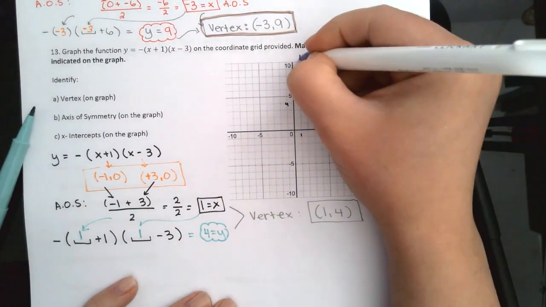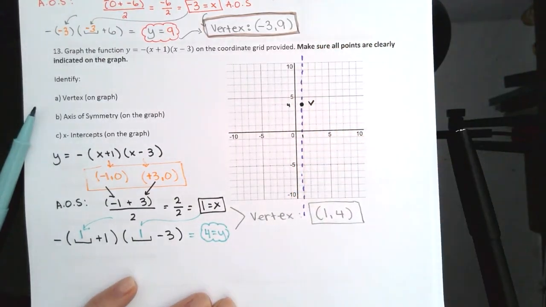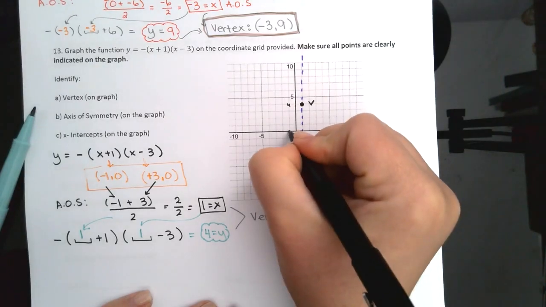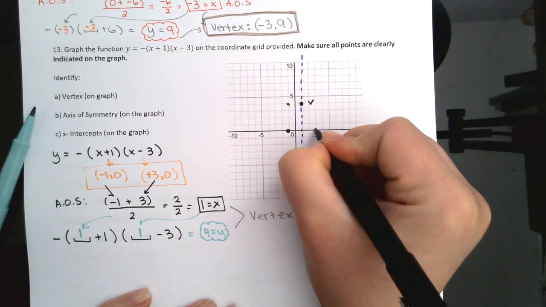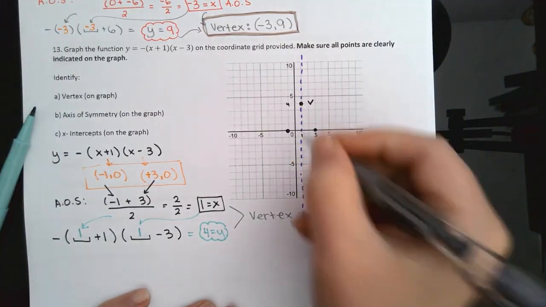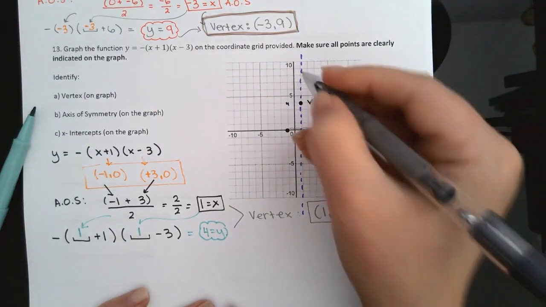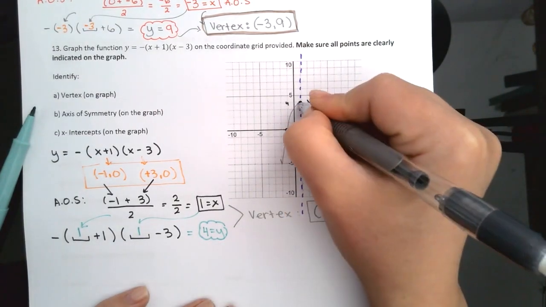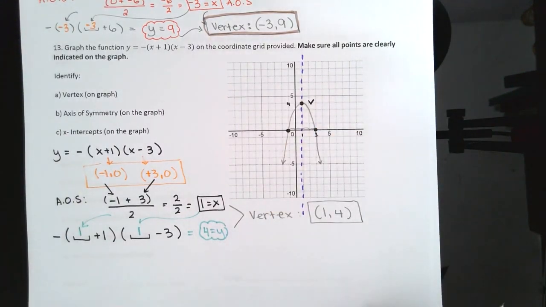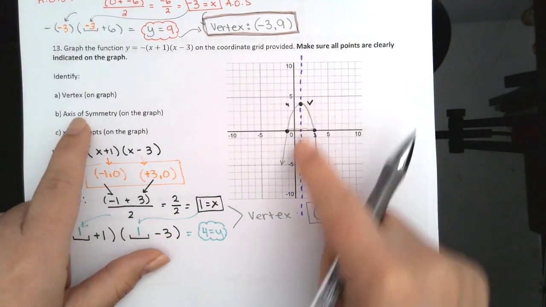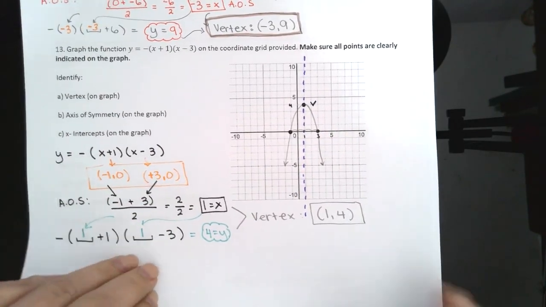Dotted line for axis of symmetry through that vertex. And we have our x-intercepts at negative 1 and positive 3. Again, how do you check if this is good? Your axis of symmetry should be between your two intercepts. And curve, point down, curve, point down. Do we have a vertex? Yes. Do we have an axis of symmetry? Yes. Do we have our two intercepts? Yes. Moving on.